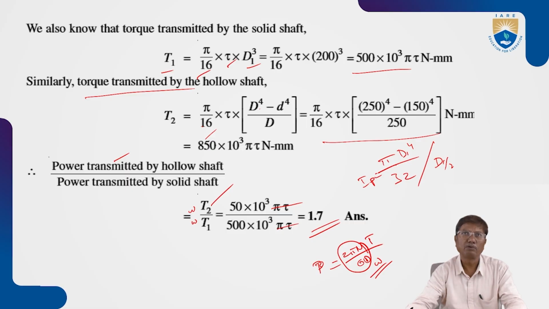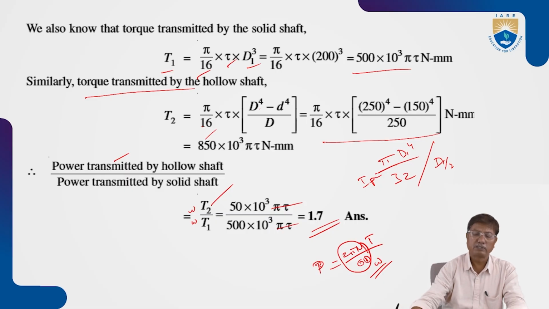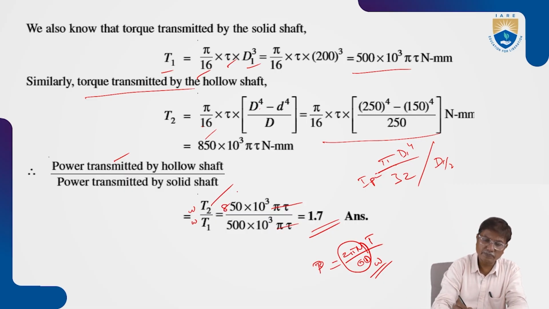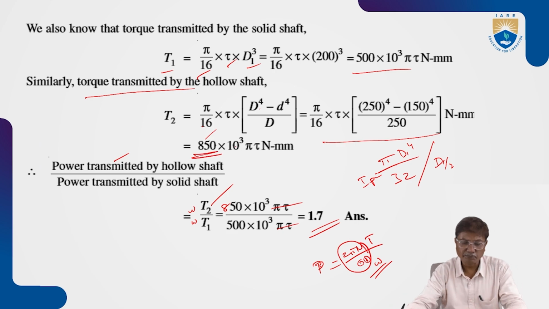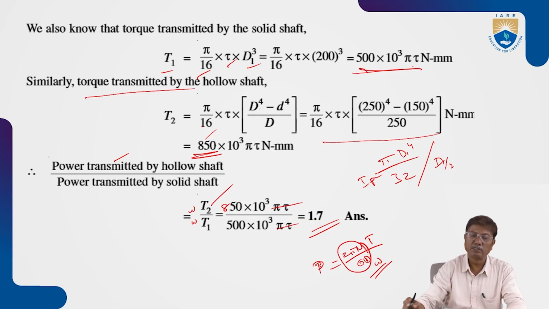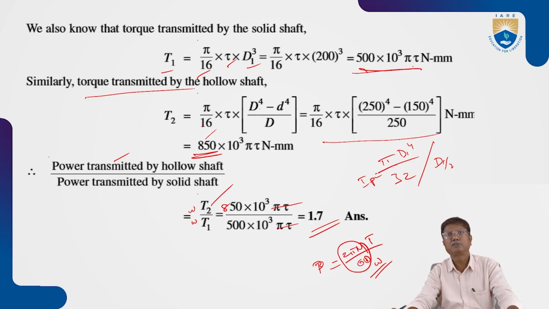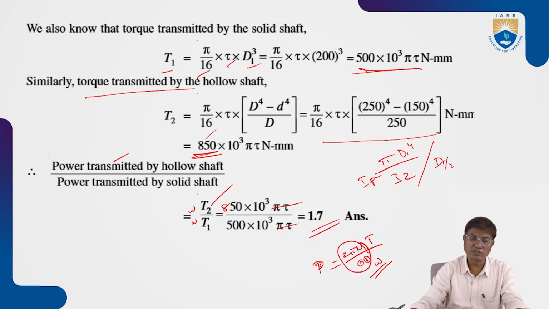We have the ratio as 1.7. Power transmitted by the hollow shaft, this is 850, not 50. 850 into 10 cube by 500 into 10 cube. So this is coming out to be 1.7, the ratio of powers transmitted.